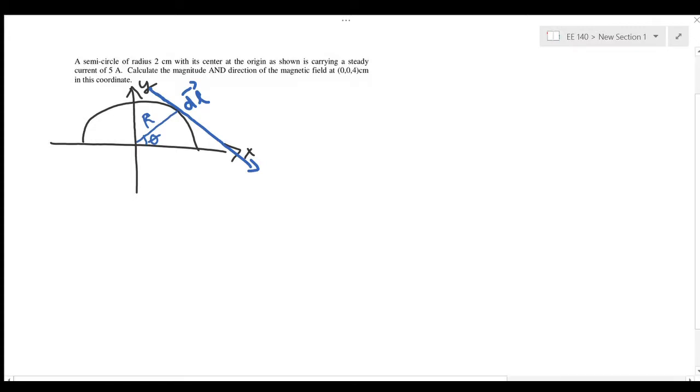A semicircle of radius 2 centimeters with the center at the origin, as shown, is carrying a steady current of 5 amps. Calculate the magnitude and direction of the magnetic field at (0, 0, 4) centimeters in this coordinate system.